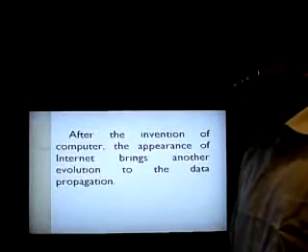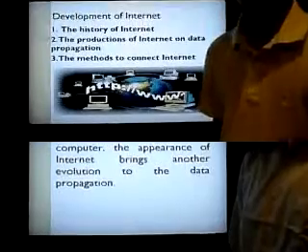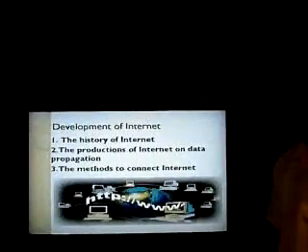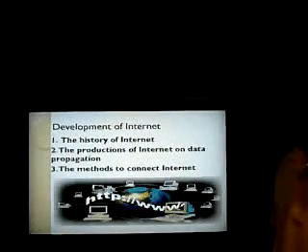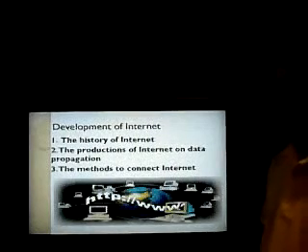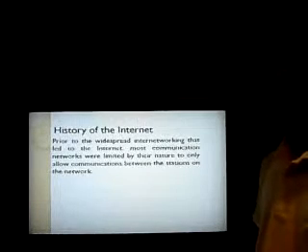After the invention of the computer, the appearance of the Internet brings another evolution of civilization. With the following three parts: the history of the Internet, the productions of Internet and data propagation, and the methods to connect Internet. First, we look over the history of the Internet.